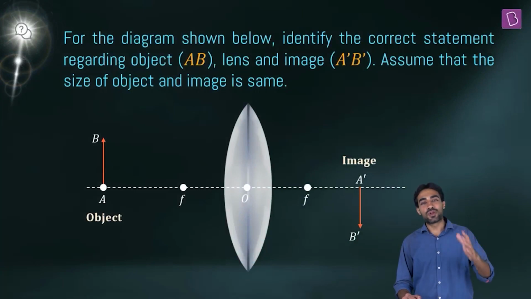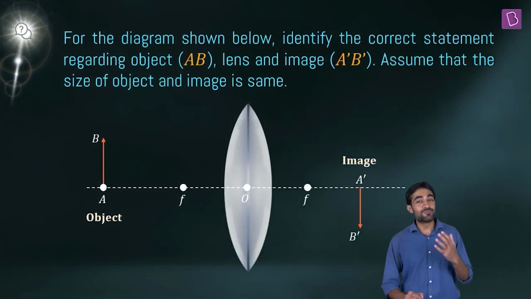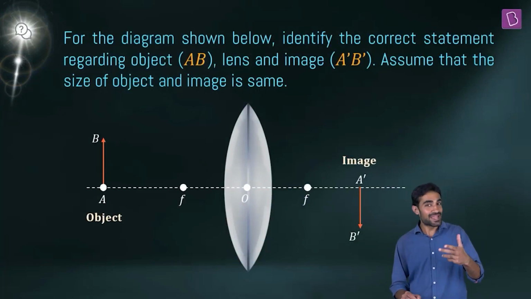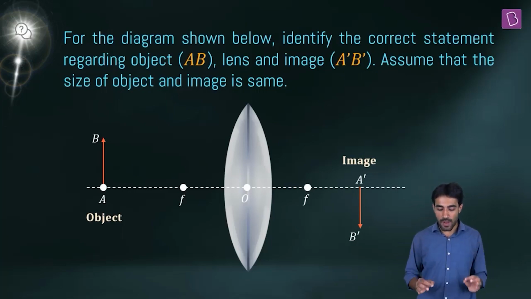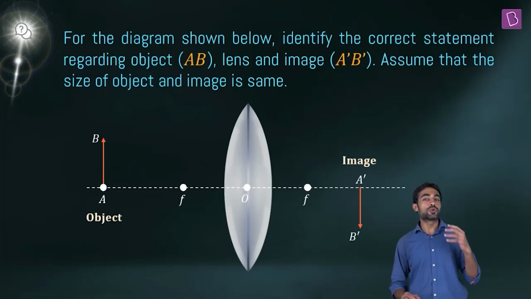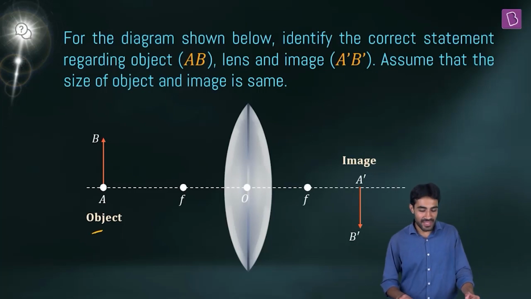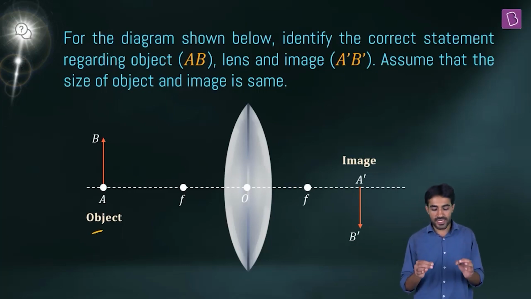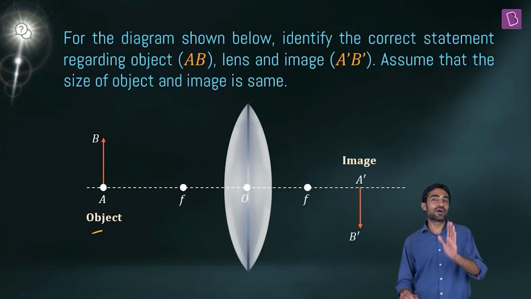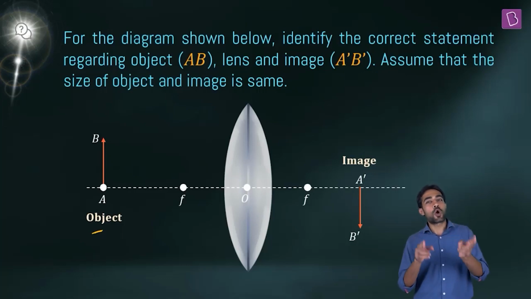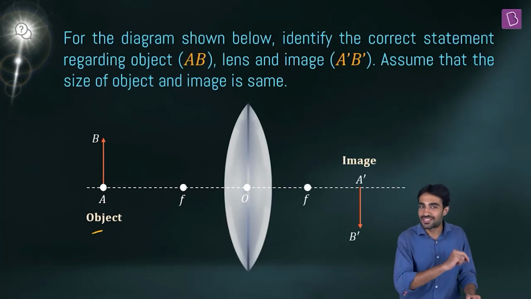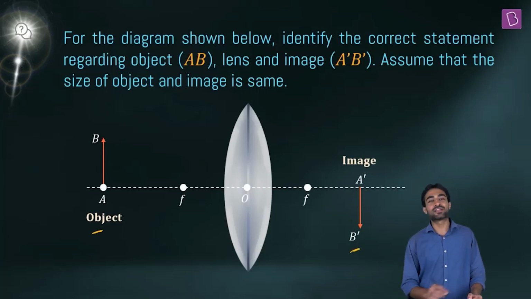Let's have a look at this wonderful question. For the diagram shown below, identify the correct statement regarding object AB, lens, and image A'B'. Assume that the size of the object and image is the same. So what do we have over here? We have a convex lens and the object is placed beyond F. Whenever the object is placed beyond F in front of a convex lens, we will get a real image, right? So this is the real image of a real object. Nice.